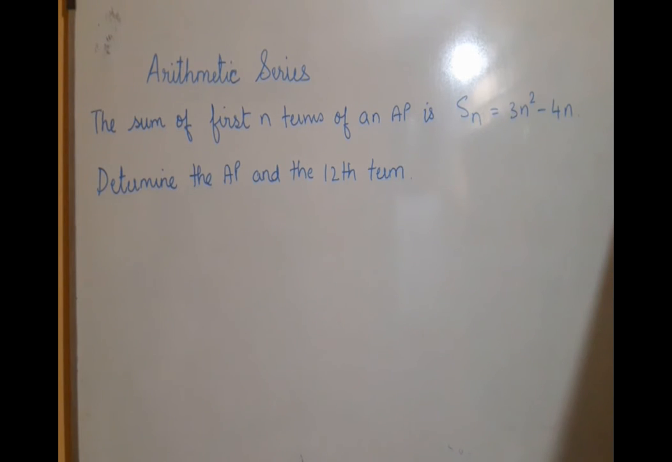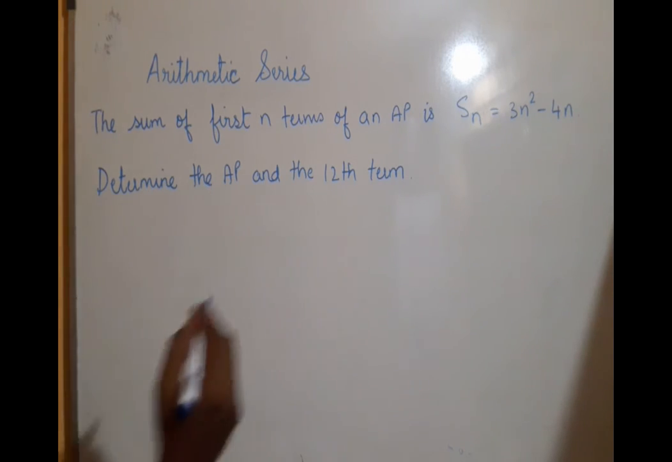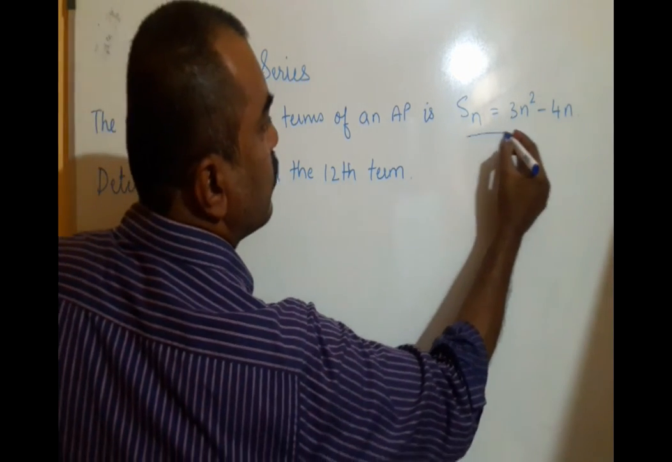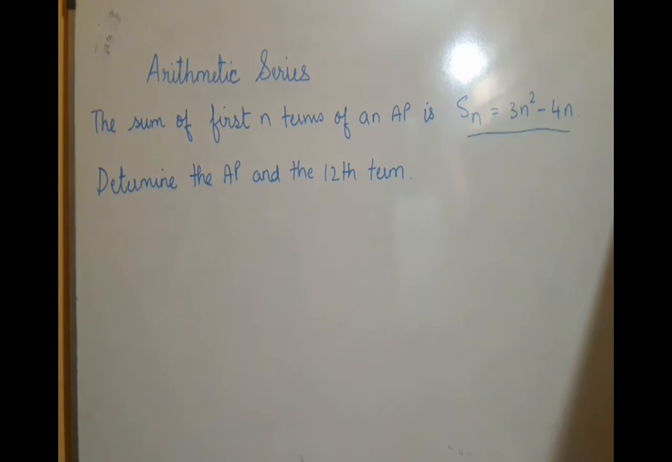So try to understand this sum in detail. The sum of first n terms of any AP is given as Sn equal to 3n square minus 4n. We have to determine the AP and the 12th term. As you can see now, we are given the general formula of the sum of the series this time. See carefully, we are given Sn is equal to 3n square minus 4n.